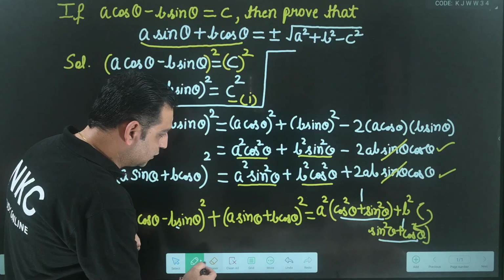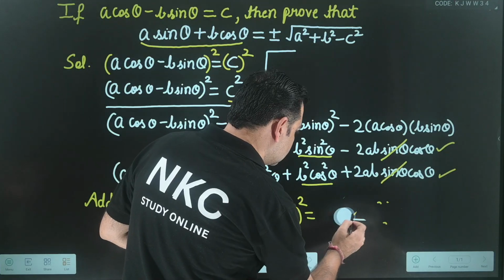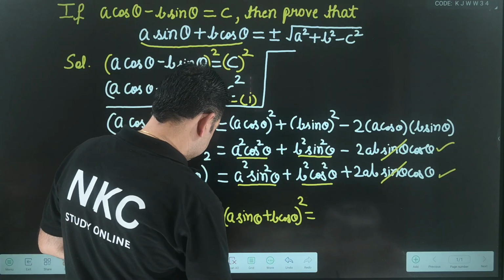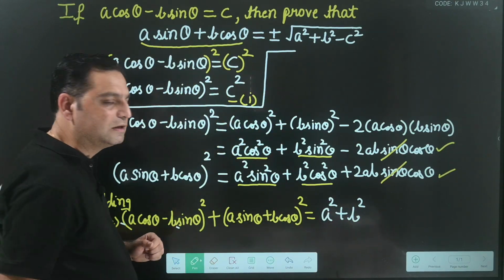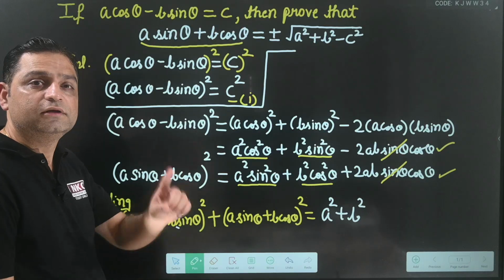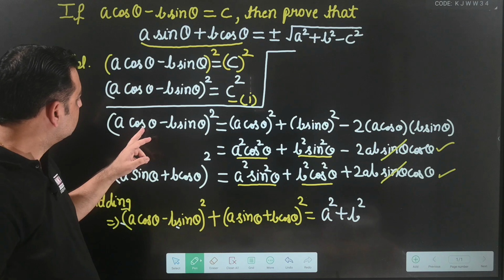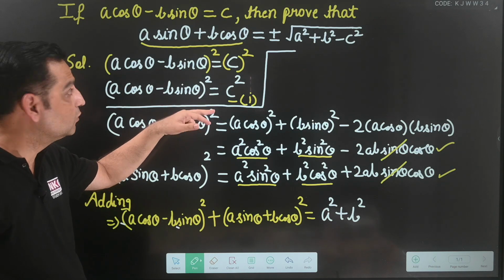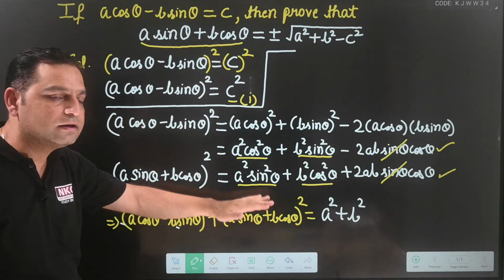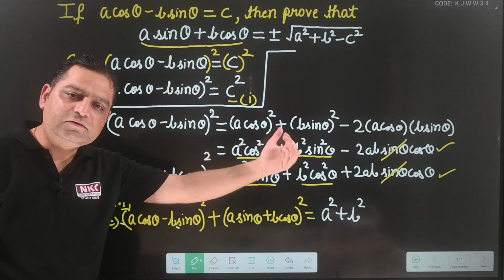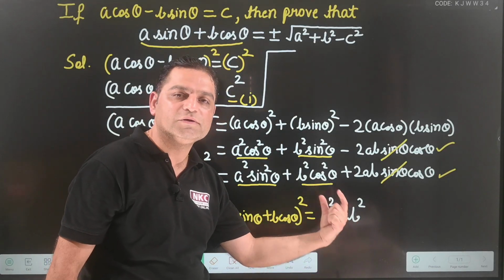If these two values are 1, that means on my right side I am left with only A square plus B square after doing all the calculations. So I am recalling it once. Firstly, I found the square of A cos theta minus B sin theta. Then I found the square of A sin theta plus B cos theta. Then I added, left side to left side, right side to right side. After doing the cancellations, I am getting A square plus B square only.